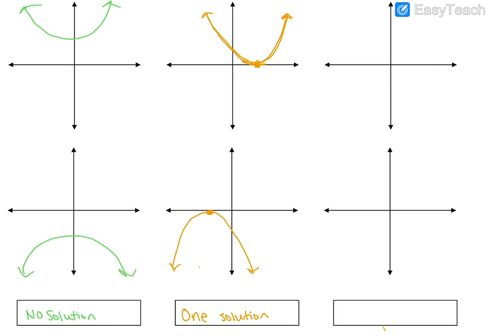The third option is the vertex is below that x-axis and it's going up, which means it has two x-intercepts. Or if your parabola were to look like this, you also have two x-intercepts, meaning you'll also have two solutions.